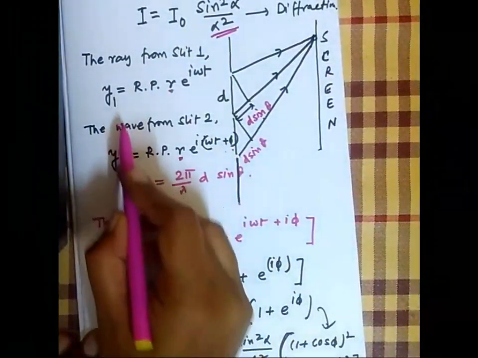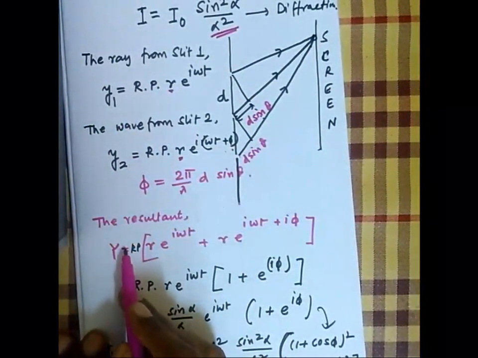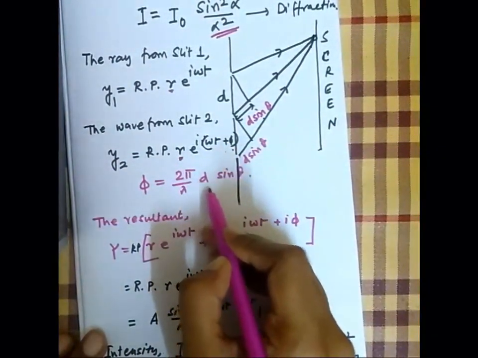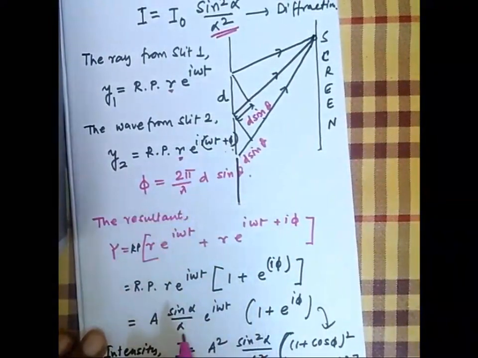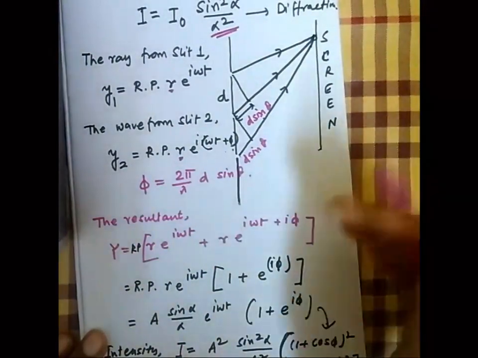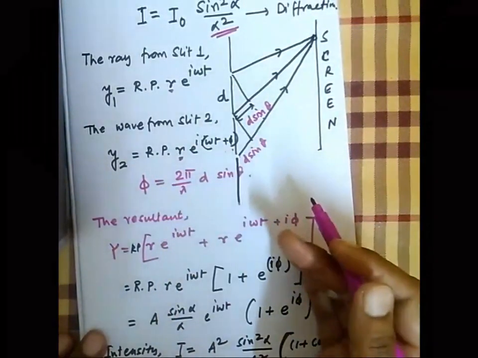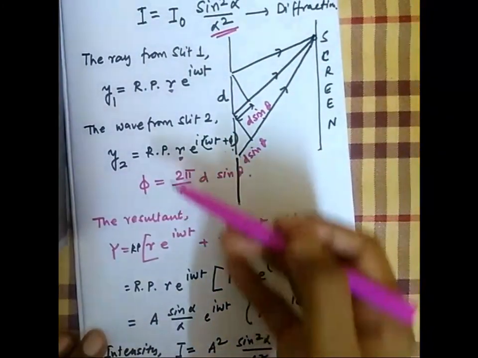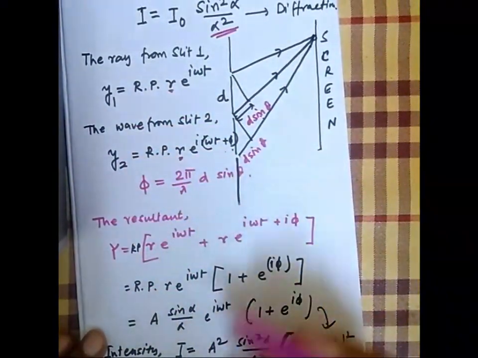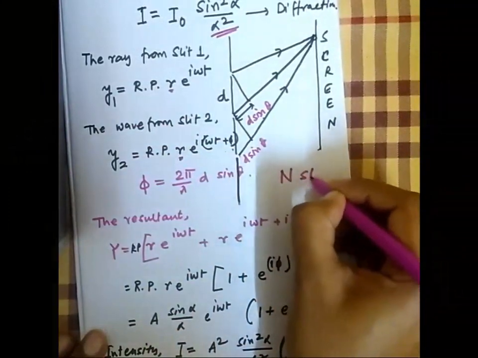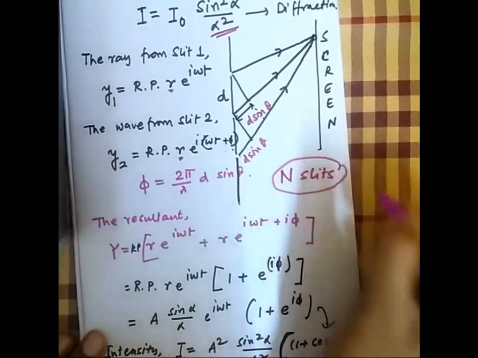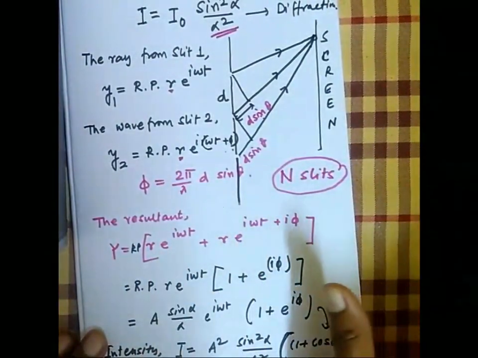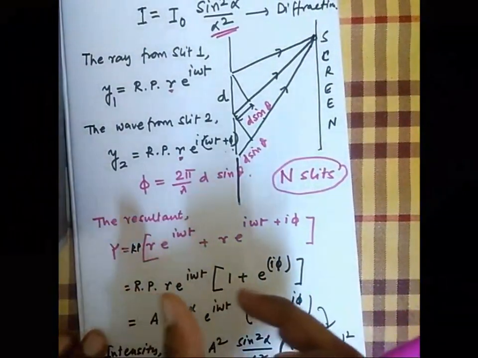Similarly, instead of just having y1 and y2, you will have a y3 where the phase difference will be a bit more with 2d sine theta here. You will have a y4 where there will be another extra path difference and extra phase difference. So you incorporate all these terms here. Consider y1, y2, y3 dot dot dot yn, n slits. So this expression, instead of having just 2 terms, will have n number of terms, but you can deal with the problem in the same way.